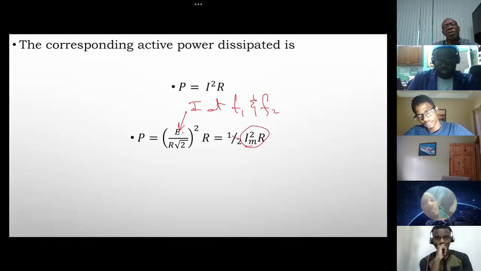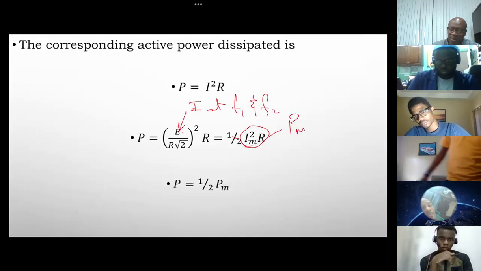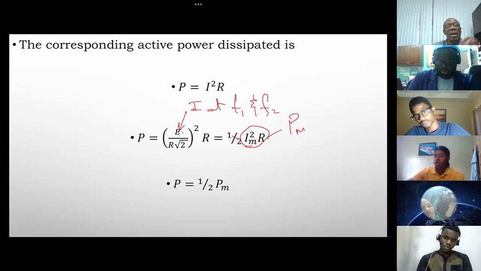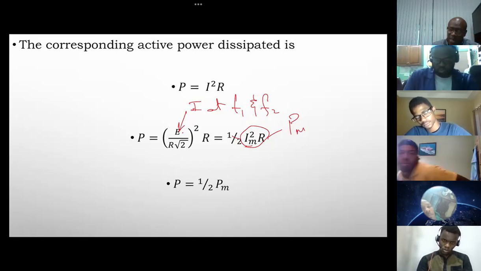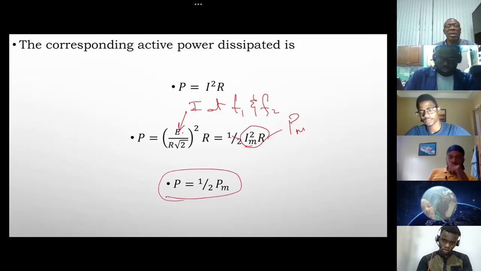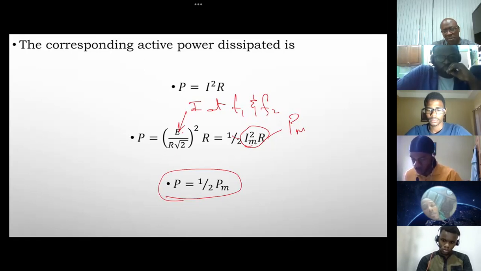Im squared times R, we just established that that is P max. So based on that, it means that P at these two frequencies is given by half of the maximum power. All right? So at F1 and F2, the maximum power is reduced by a factor of 50%.